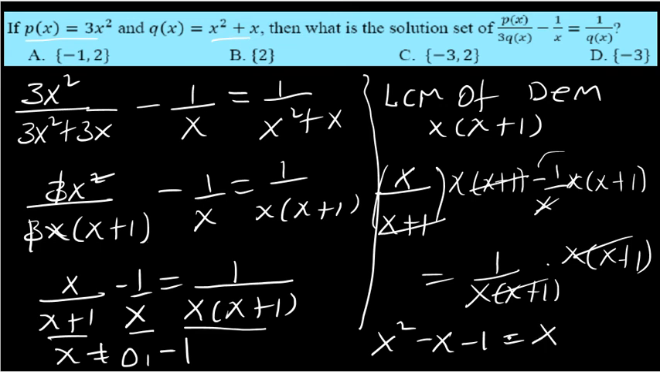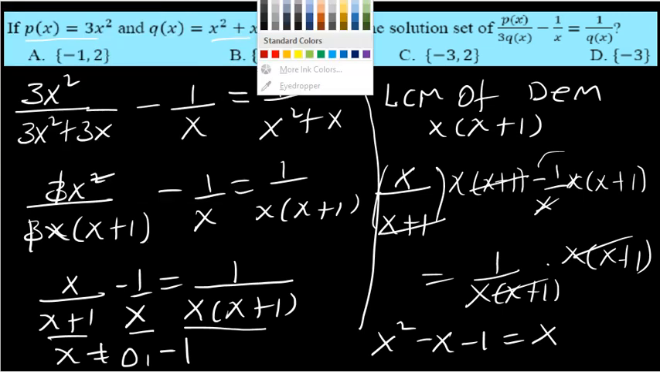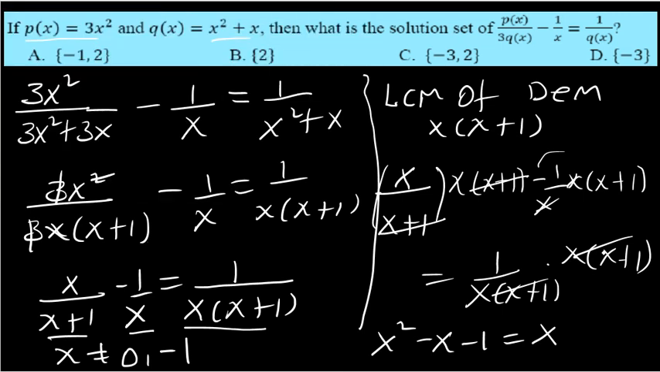So let's go to the next page and finalize it. But before we go to the next page, here we need to correct it. That is not x, it is just 1 at last. When you cancel everything, 1 is left, not x. This is going to be 1. So x squared minus x minus 1 is equal to 1.